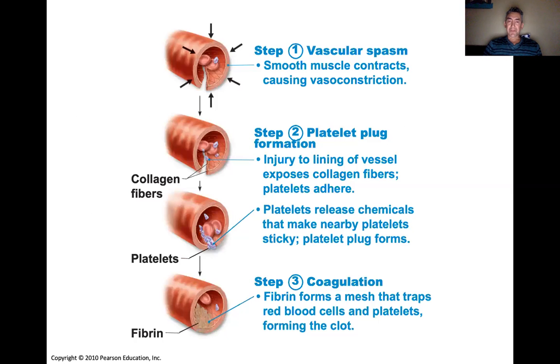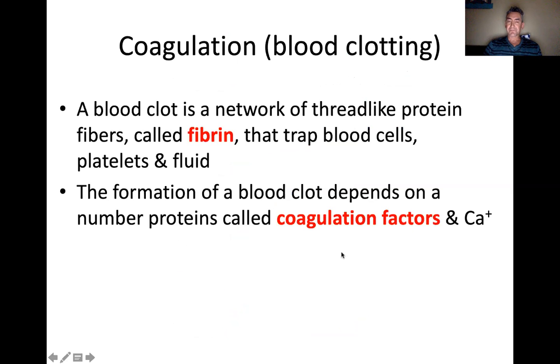So going here to coagulation, right? The coagulatory process. This is basically a long step, a lot of chemical reactions that will end up in this molecule that we call fibrin. So what is an actual blood clot? It's an aggregation of fibrin, right?